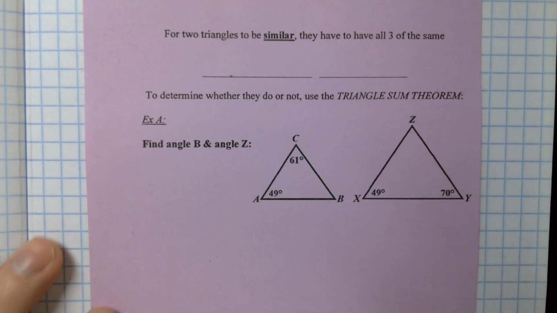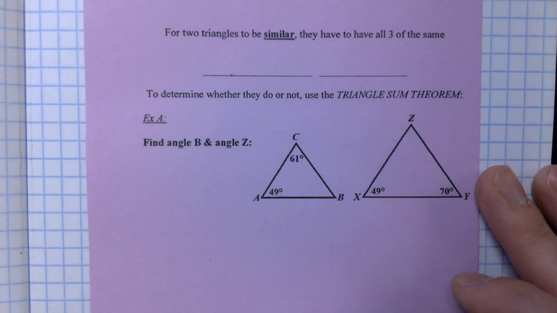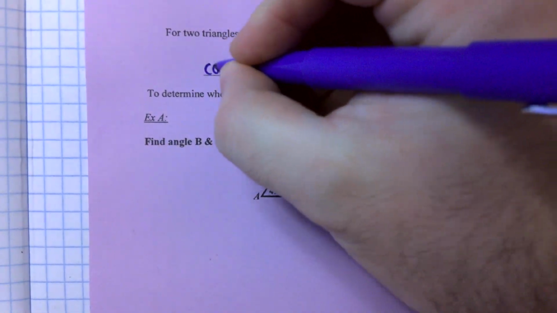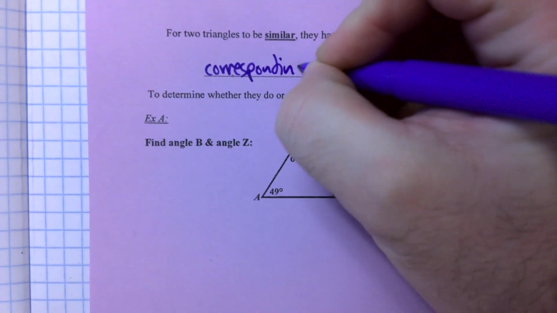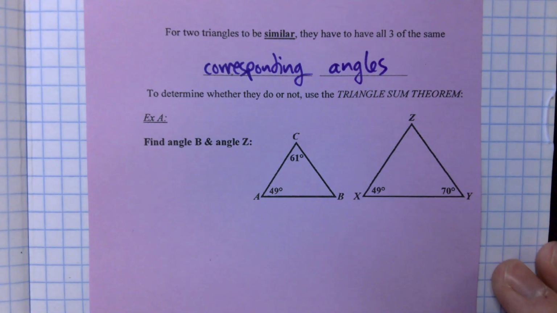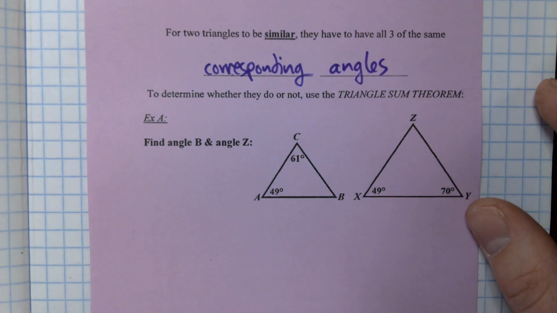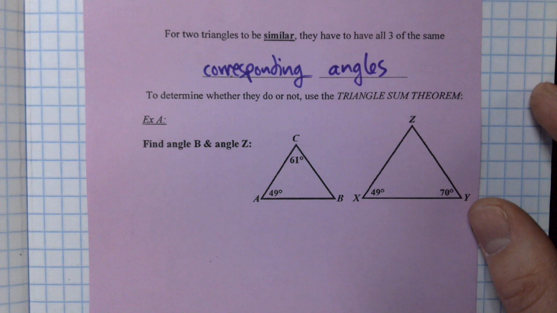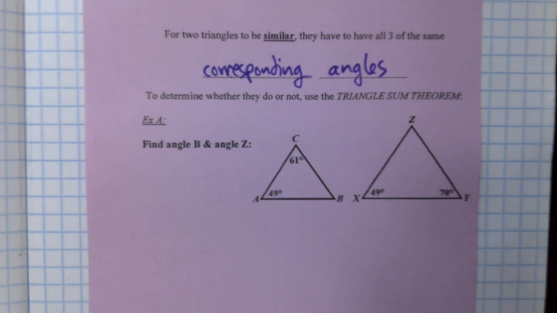So if I have two triangles that are similar, one thing that they all need to have is the same corresponding angles. Okay, we're taking notes now. Thank you. Corresponding means in the same spot. So my bottom left angle's got to be the same as my other bottom left angle. My top angle's got to be the same as my other top angle.